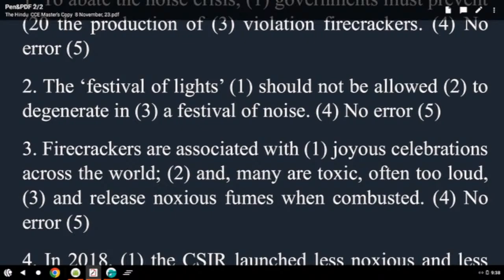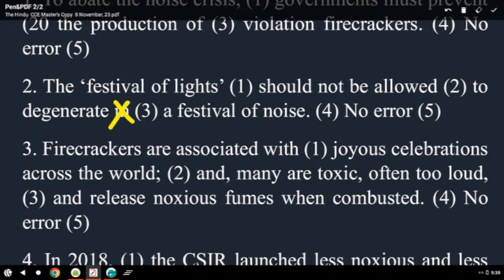The festival of light should not be allowed to degenerate in a festival of noise. Which part has an error? Third part. What is wrong with the third part? In or into. Very good. I appreciate that. The festival of light should not be allowed to degenerate into, not in. Into.